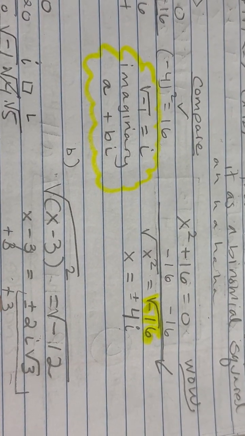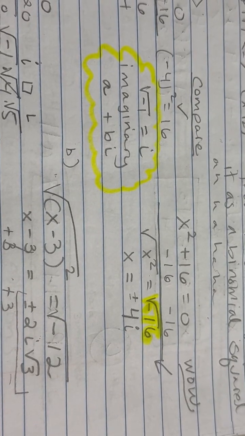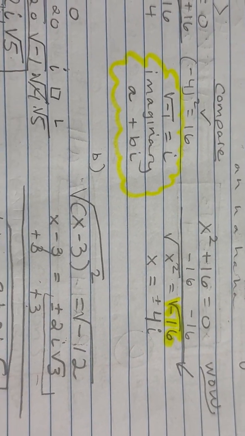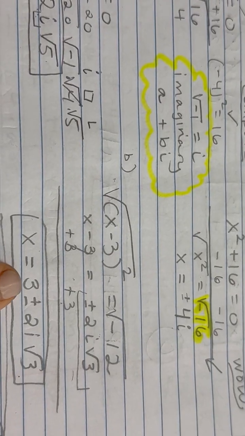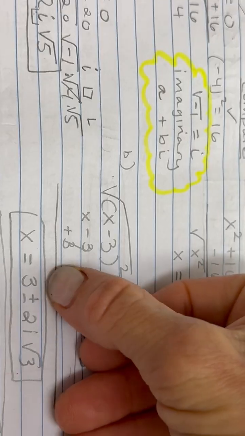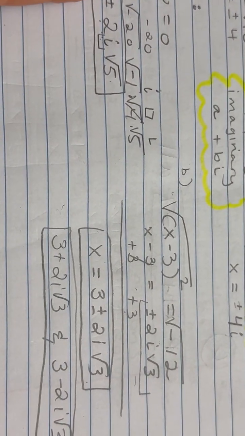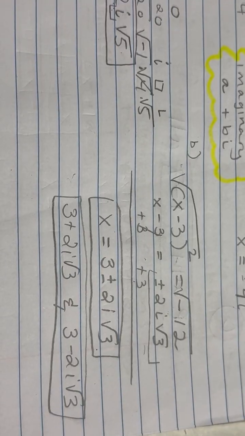And then when we add the 3 to both sides, it does not have any like terms with this. So this will be a binomial answer that looks like this: 3 plus 2i radical 3 or 3 minus 2i radical 3. And that's it for completing the square.